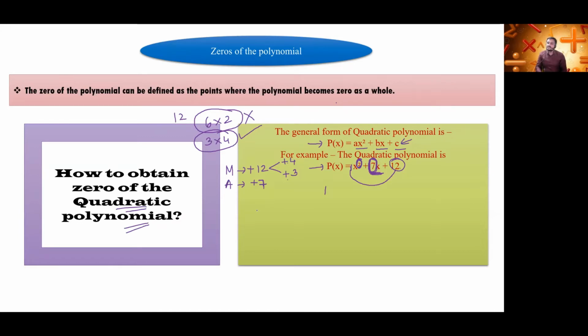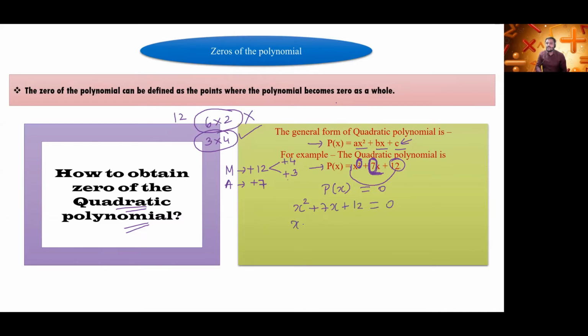that if it is a linear, quadratic or cubic polynomial, what is the first step to get the zeros of that polynomial? Equate that polynomial with 0. So what we are going to do, p of x will be equal to 0. Now what is the value of p of x here? x² plus 7x plus 12 will be equal to 0.